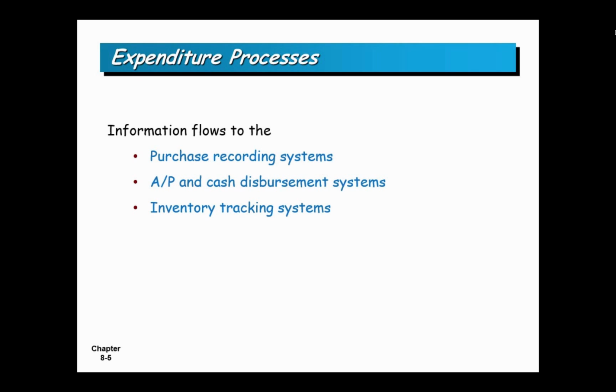So that's the optimal time, pay without a penalty. And with automated payment now, going through Chase or whatever, you can do that very easily. Information coming out of the expenditure process goes to your recording systems. You have to focus on accounts payable and cash disbursement, and it has a direct impact on inventory. Just as the revenue cycle impacts inventory because you reduce inventory when you sell something, the purchasing cycle increases inventory when you buy something.